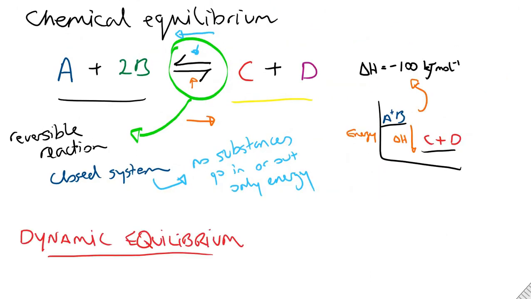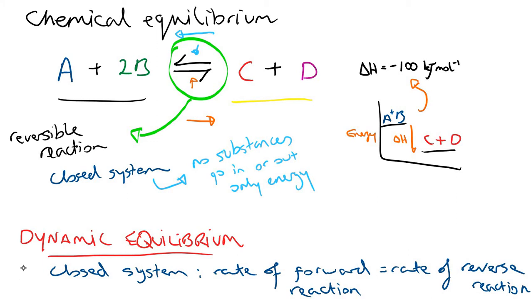The next thing we need to discuss is what's known as a dynamic equilibrium. This is an equilibrium that exists in a closed system when the rate of the forward reaction is equal to the rate of the reverse or backward reaction. So, just to recap, dynamic equilibrium is an equilibrium in a closed system where the rate of the forward reaction is equal to the rate of the reverse reaction.